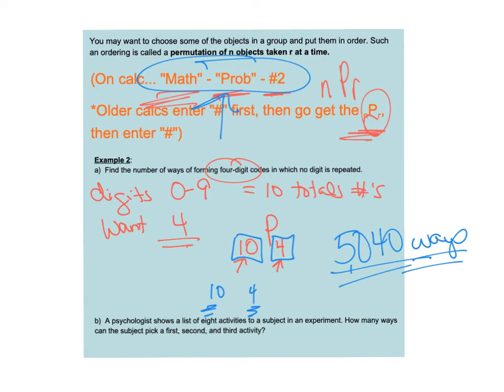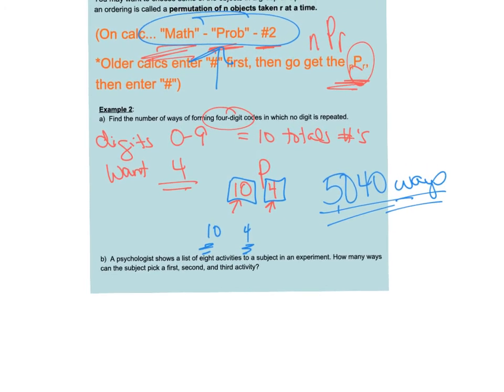Okay? All right. Let's look at this next one. A psychologist shows a list of 8 activities to a subject in an experiment. How many ways can the subject pick a first, second, and third activity? So order matters because it's first, second, third. That's going to matter. What do you want to do first? What do you want to do second? What do you want to do third?